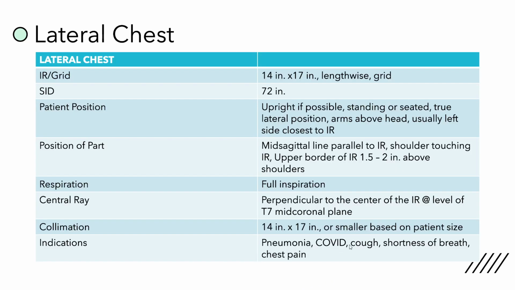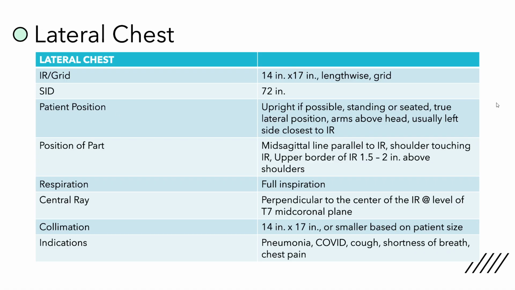So again, make sure that you know this slide word for word as best as possible. A lot of this stuff is going to be overlapping with the PA. So general rule of thumb, the SID for a chest is going to be 72. The size of the IR is going to be 14 by 17 and grid. Those are things that you can just remember for chest in general. You don't have to remember them for each different setup.